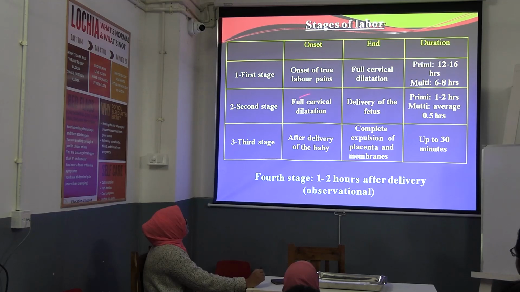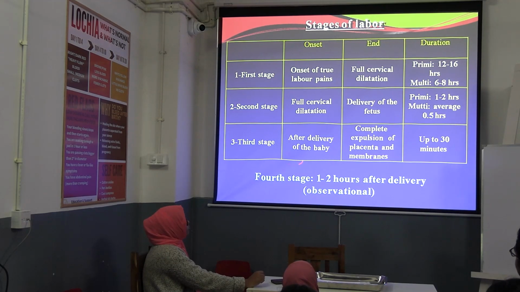The second stage of labor starts from full dilatation of the cervix to delivery of the baby or fetus. It is 1 to 2 hours in primigravida. In multigravida, it is around half an hour. Okay. The third stage of labor starts from the delivery of the baby to complete expulsion of the placenta and membranes. It is normally about 30 minutes.